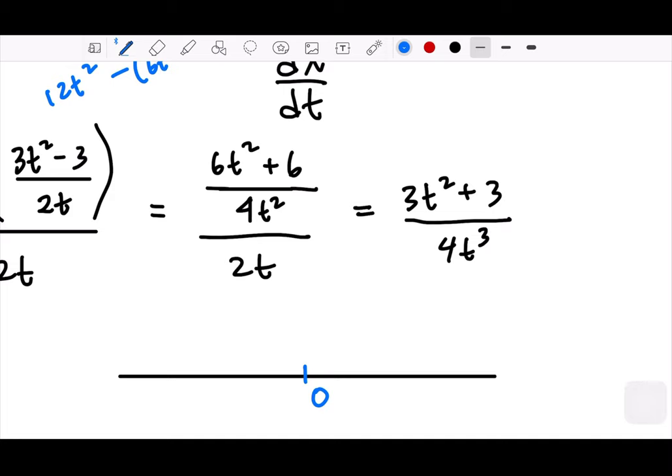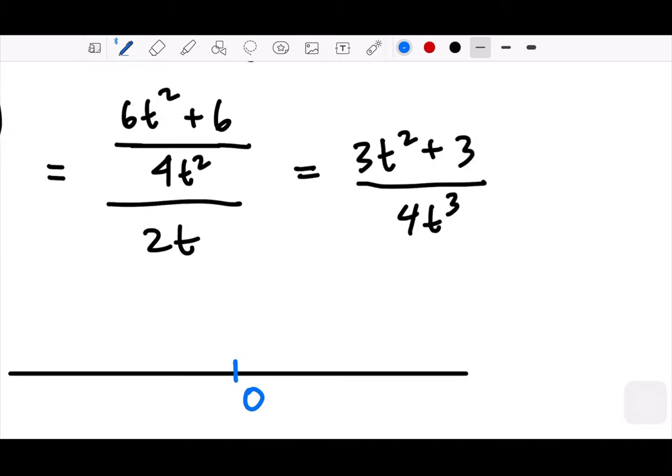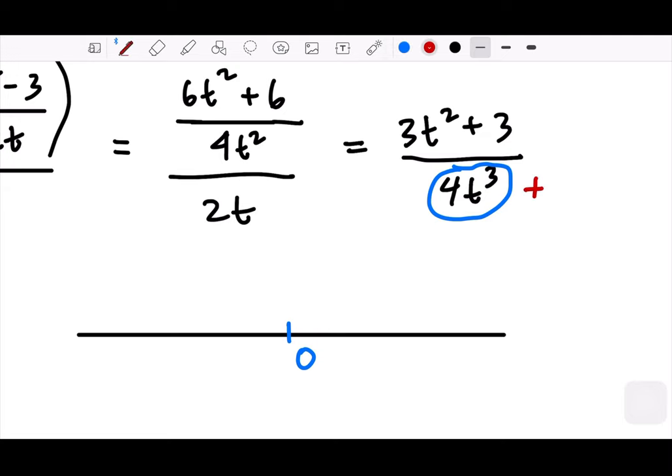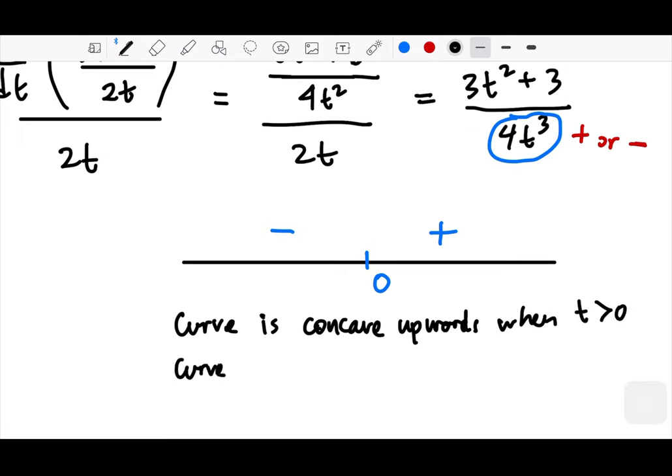And we can check when it is greater than zero, it should be positive, right? And when it's less than zero, the only part that is significant is just this one. It can be positive or negative, depending on the t. So this will be positive, this should be negative. So we can write down the curve is concave upwards when t is greater than zero, and the curve is concave downwards when t is less than 0.